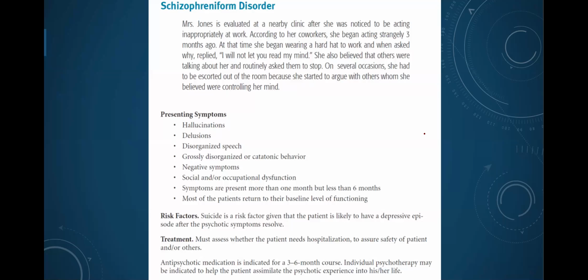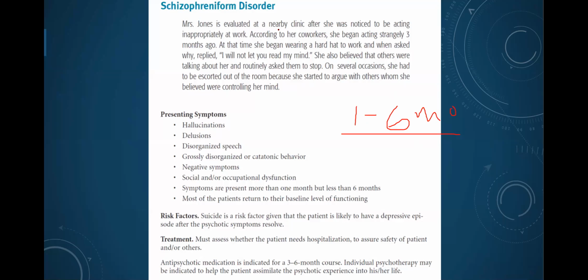Next, schizophreniform disorder. What is schizophreniform disorder? The patient has psychotic behavior, that means all the psychotic behavior, hallucination, delusion, all those criteria are there, but just the duration. When the duration is between 1 month and 6 months, but not more than 6 months, then it's schizophreniform disorder. So let's read this question.